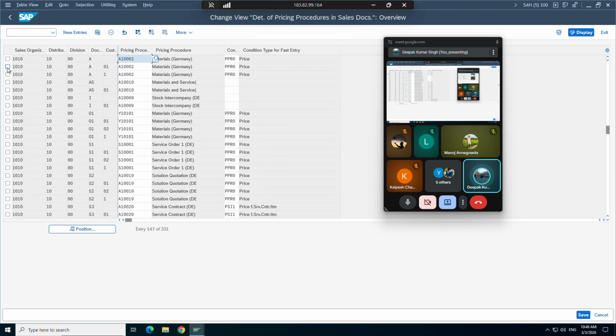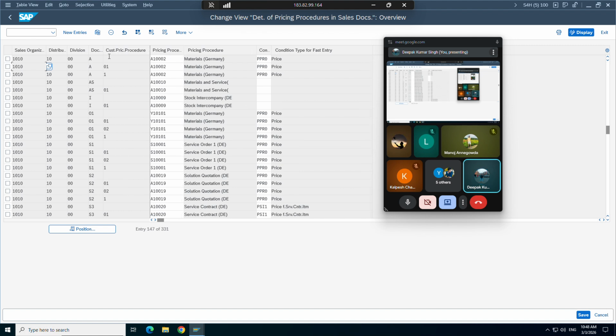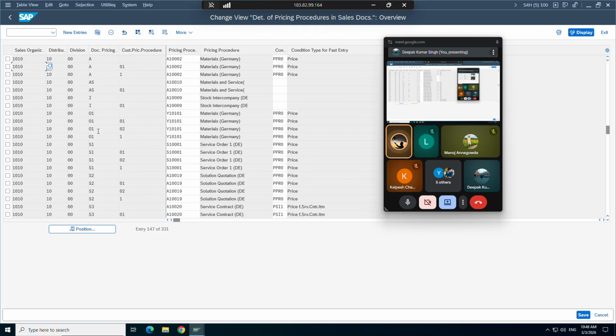So this was our criteria, right? But why has it taken A1002 still, even though I have not maintained my customer pricing procedure? Because the first entry, the customer pricing procedure field, is blank, and if it's blank it's applicable for everyone. The system sees that the sales area is matching and the customer procedure is blank, so the system has taken this pricing procedure.